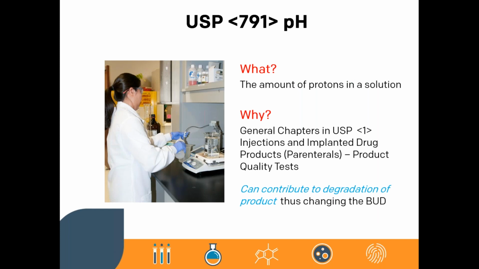pH. Why is it important? Of course, we know pH relates to the hydrogen ion concentration in that solution, and the pH can contribute to the degradation of that product and thus change that beyond use state. So if you have a preparation, an IV solution, injectable, or parenteral and the pH is off, it could accelerate the degradation and decrease the stability, shelf life, or expiration date of that particular preparation or product.